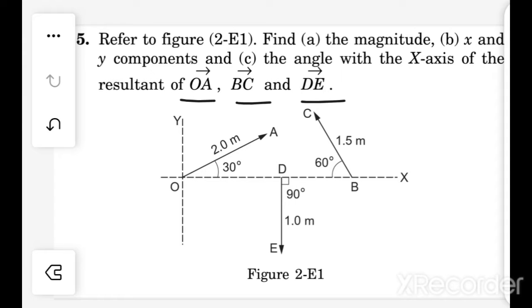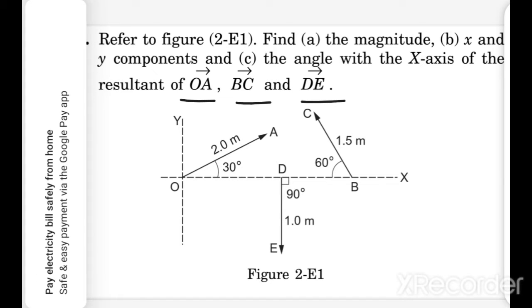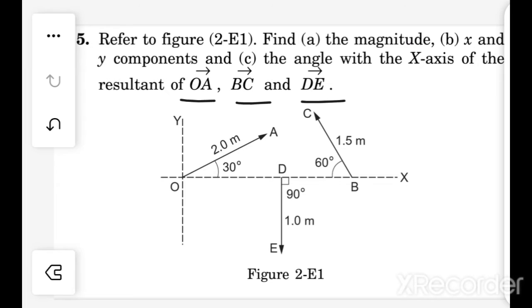Okay, so in this video we will be solving question number 5 from the second chapter of the Concepts of Physics book. So here let us see what information has been given in the problem. The problem says: refer to figure 2-E1, find (a) the magnitude, (b) the x and y components, and (c) the angle with the x-axis of the resultant of OA, BC and DE.